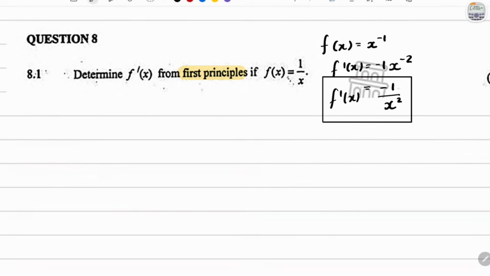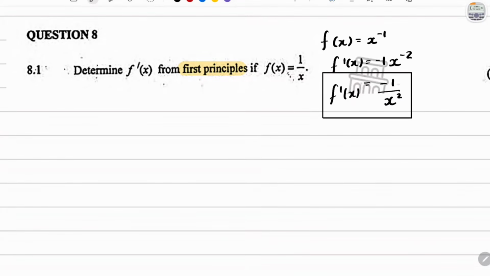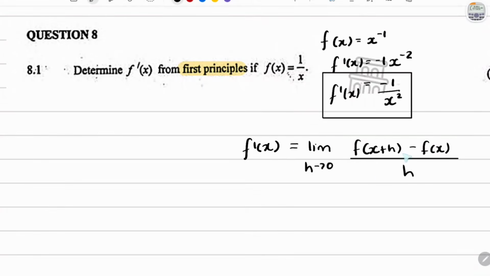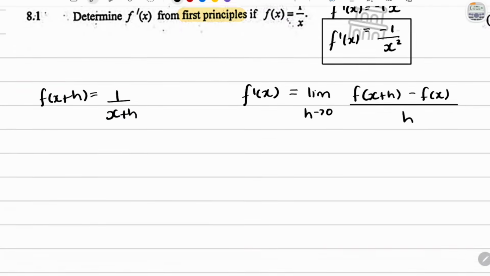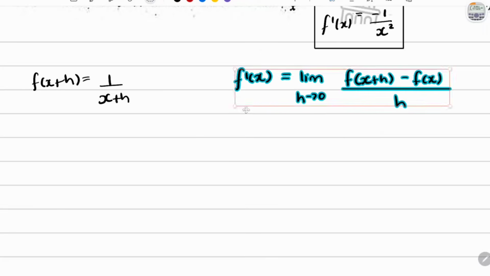So let's go ahead. When you are deriving from first principles, you're going to use this formula. So this is really the formula for the gradient of a function. We have f of x and we have f of x plus h. So we have to first find f of x plus h. So I'm going to go ahead and find that and say f of x plus h is equal to, meaning wherever I see x in my function of f of x, I'm just going to replace it with x plus h. So I have 1 over x, I'm just going to say plus h. Okay, so really just adding an h to the x. So now we know what that is, and we can go ahead and use our formula.